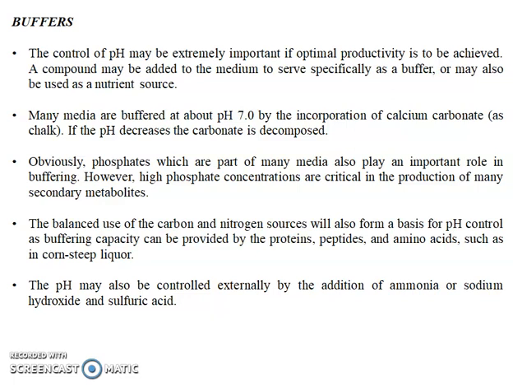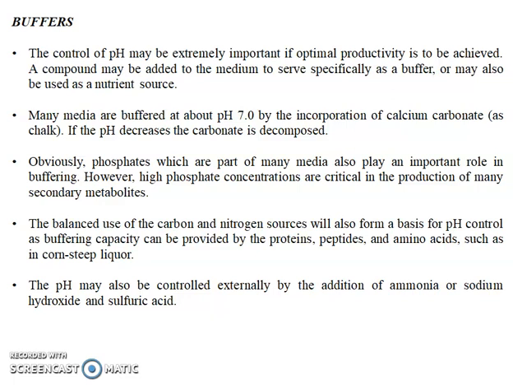However, a high phosphate concentration is needed for many secondary metabolite productions. So the concentration of phosphate in the media should be high. It acts as a nutrient source as well as a pH agent, so we need to add the phosphate concentration a little bit higher. The balanced use of carbon and nitrogen sources will also form a basis of pH control, as buffering capacity can be provided by proteins, peptides and amino acids, such as in corn steep liquor. Okay, so the balanced use of carbon and nitrogen sources is also suitable for maintaining proper pH control.